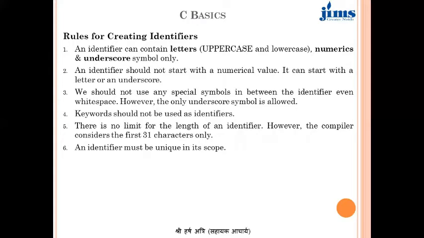For example, RAM1 or X1, X2, X3, X4 are accepted because the numerical values are at the end. If I say 1x, 2x, 3x, it is not acceptable. So the identifier must start with some alphabet or with the underscore, but not with a numerical character. We should not use any special symbols in between the identifier, even white space. Only the special symbol underscore can be used. X underscore Y is acceptable. X at the rate Y is not acceptable.